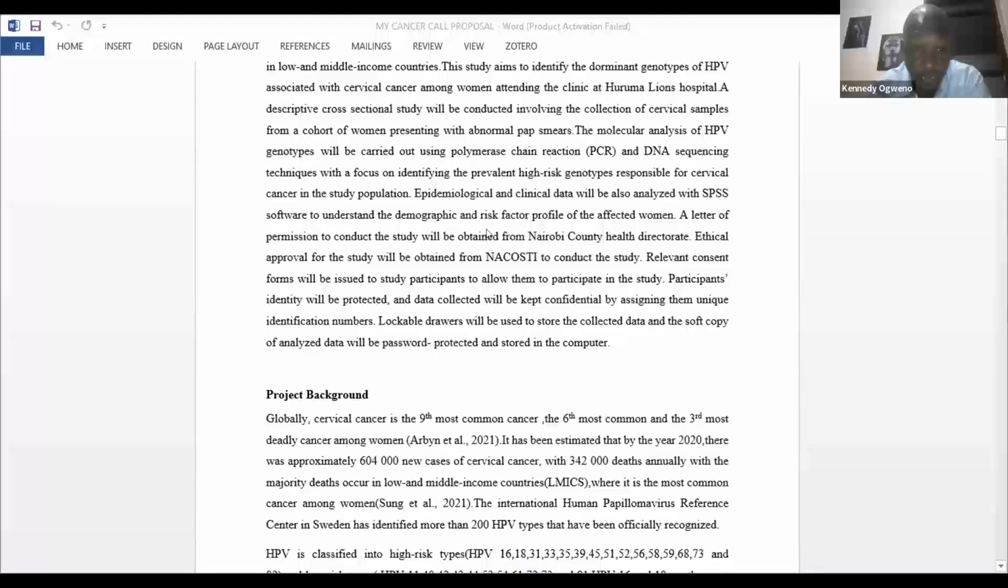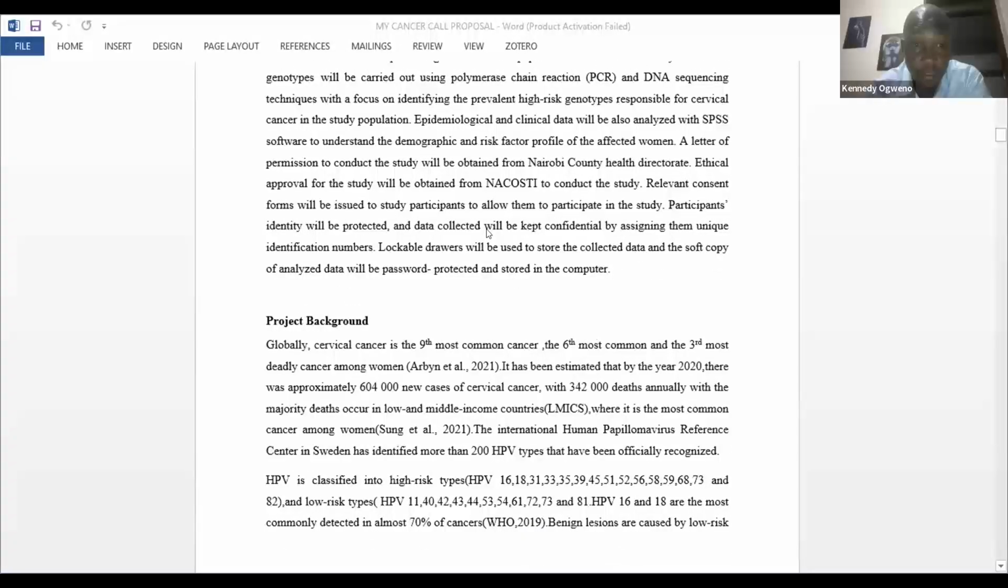When you are writing the background of the study, you use what we call an inverted triangle. You start at the global perspective, then you come to the African region and sub-Saharan Africa, then East Africa, then Kenya, the regional level, then your location. That's how your project should be. That's why when you write your background, your supervisor tells you to use the inverted triangle way, so that it can align.